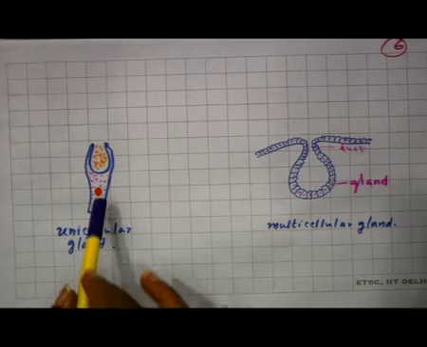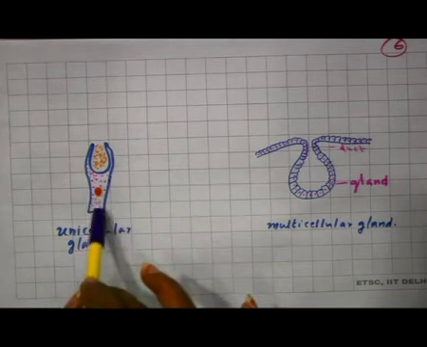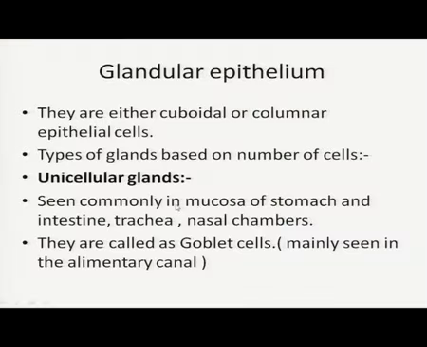So, here you can see the diagram of a unicellular gland. It has only one cell. That single celled gland is known as a unicellular gland. Where are they commonly seen? They are commonly seen in the mucosa of the stomach and in the intestine. They are seen in the trachea and nasal chambers. They are commonly called goblet cells.